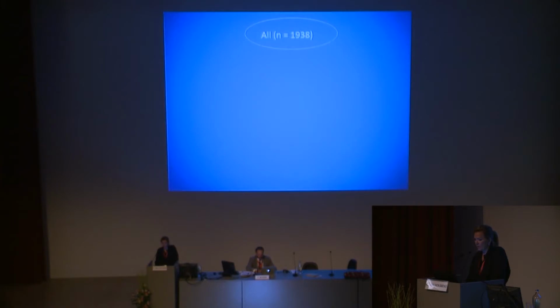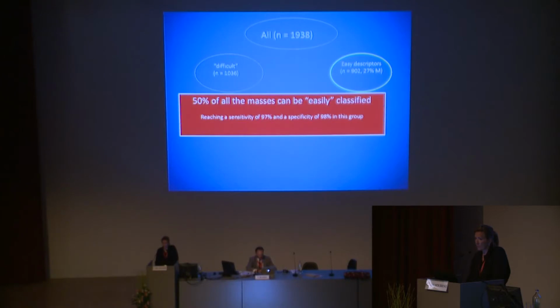So let's do it as we said. We start from all the patients, which were almost 2,000 cases. We rule out the easy cases, which were 902 patients. This means that 50% of all the masses can be easily classified, reaching a sensitivity of 97% and a specificity of 98% in this group.